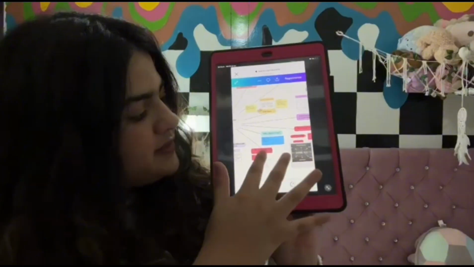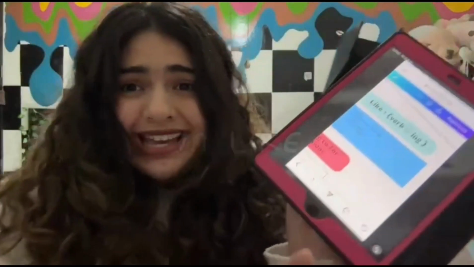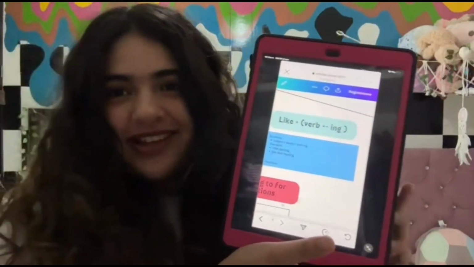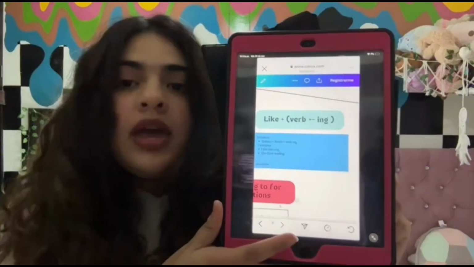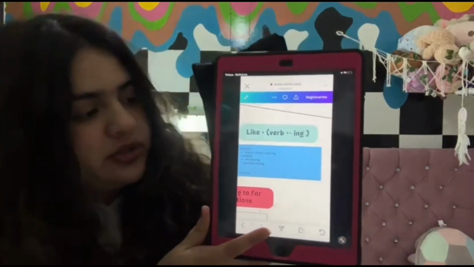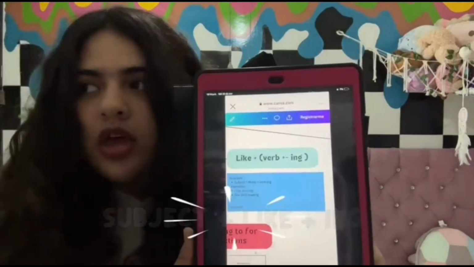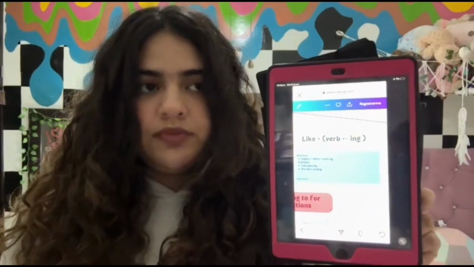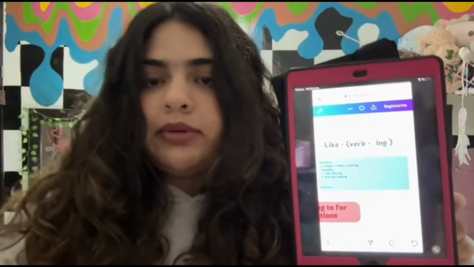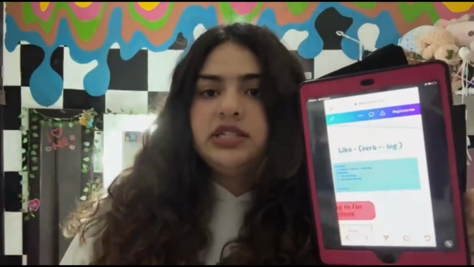Hello everyone, my name is Stephanie and I'm going to talk about the topic 7.1, like. When we use like, we talk about activities we enjoy doing. After the word like, we always add a verb that ends in ing. This helps us say that we enjoy the action. The structure is subject plus likes plus verb ing. For example, I like playing soccer or she likes drawing pictures. So remember, when we talk about things we enjoy, we say like plus verb plus ing, and it's an easy way to share what makes us happy.